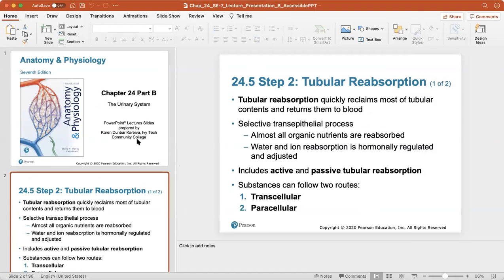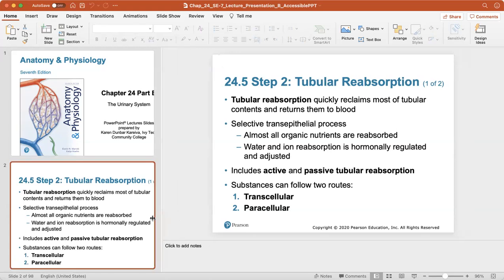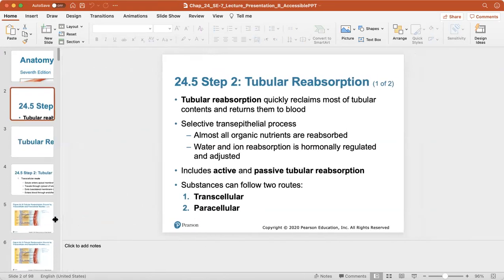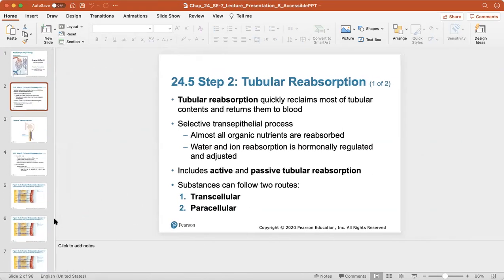Step 1 was glomerular filtration. Step 2 of urine formation is the tubular reabsorption step. Tubular reabsorption quickly reclaims most of the tubular contents and returns them to the blood. And we're talking about 99%. We have a selective transepithelial process where almost all organic nutrients are reabsorbed.